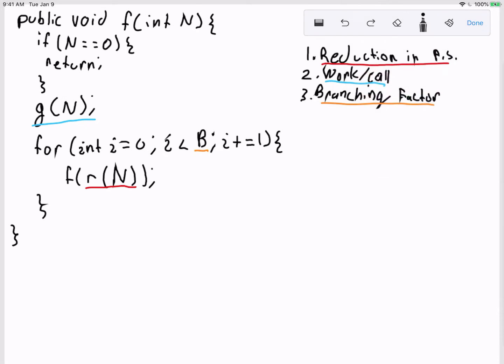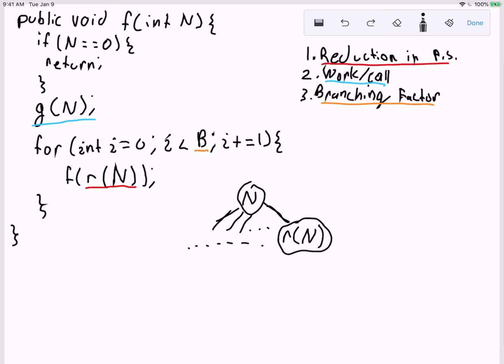Okay, so first the tree is going to have the initial problem size. In our case, it's n. Okay? And now, how many children will this tree have? It'll have exactly b children. So I'll do that. And each one of those children nodes, the value in that node is going to be r of n. And that's repeated for all of these.